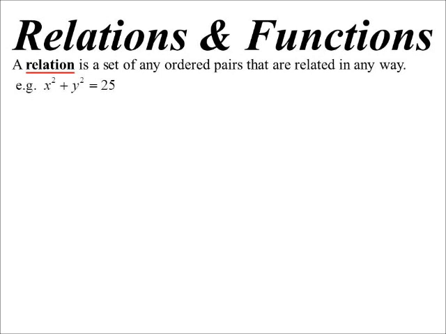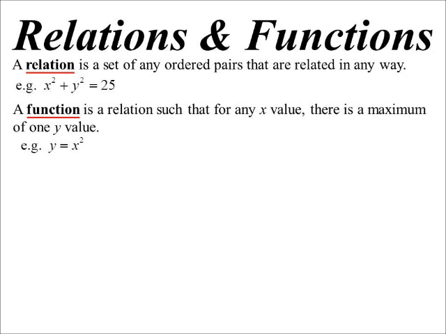A relation. Basically, if you've got a set of ordered pairs, so your coordinates, and they are related in some way. So, y equals x squared. Y equals 1 on x. Y equals x cubed. X squared plus y squared equals r squared. If I can write an equation down that links the y and the x, it's a relation. There is a relationship. So there we go. X squared plus y squared is 25.